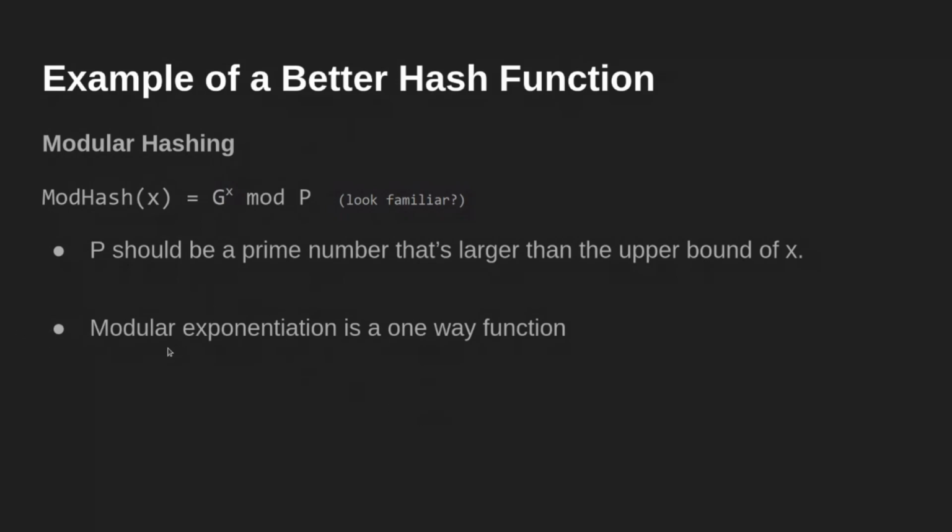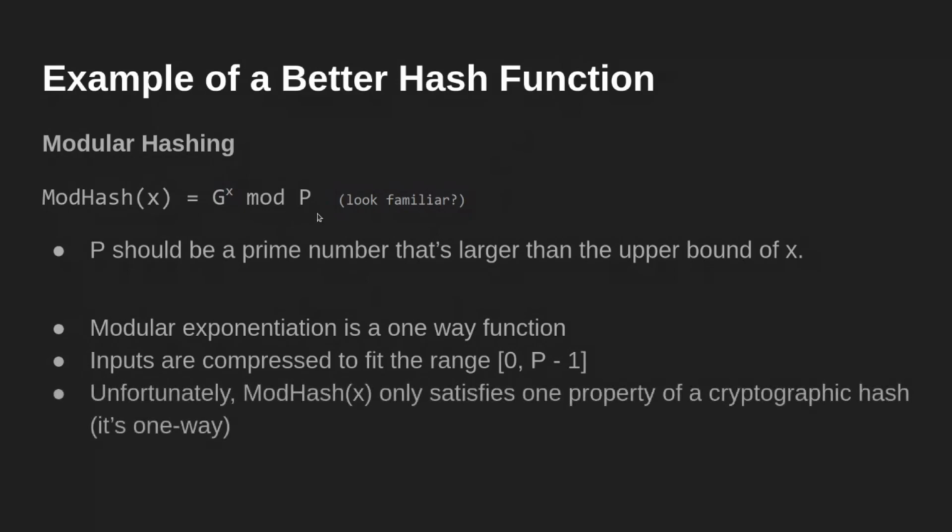We know from Diffie-Hellman key exchange that modular exponentiation is a one-way function, which is awesome. And outputs are compressed into the range 0 to p minus 1 because of the modulo. Unfortunately, the only condition of the cryptographic hash that mod hash really satisfies is that it's one way, so it's still not a very good cryptographic hash function.